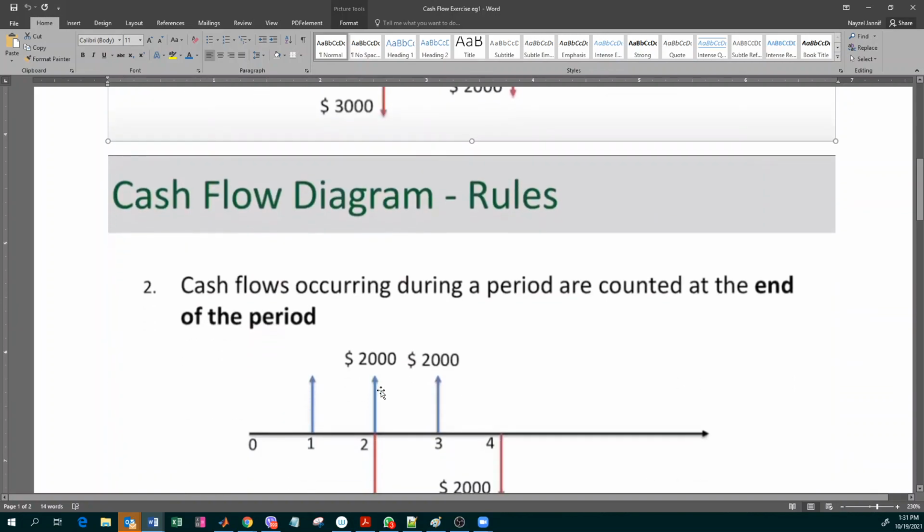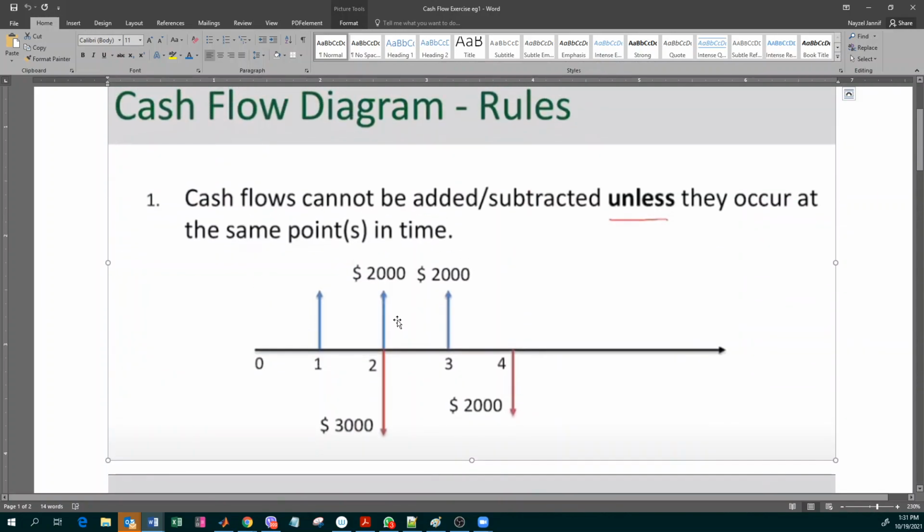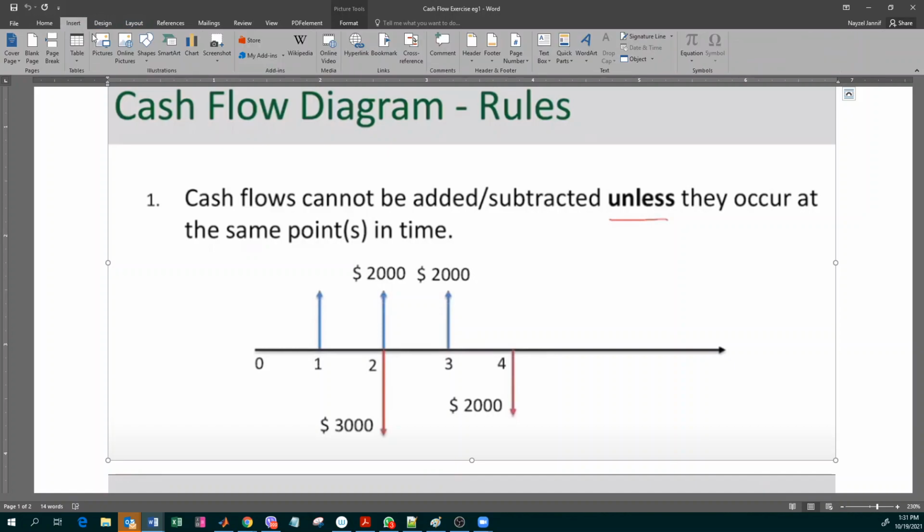So that particular thing can be summarized as $1,000 downwards, right? You can summarize that as $1,000 downwards. So in year 2, you can redraw this. You can redraw this as such. Let me show you.